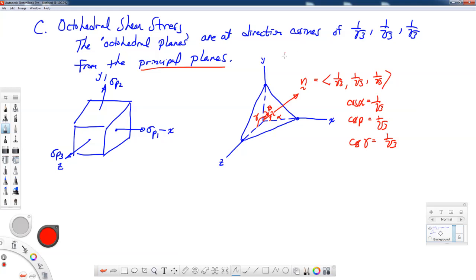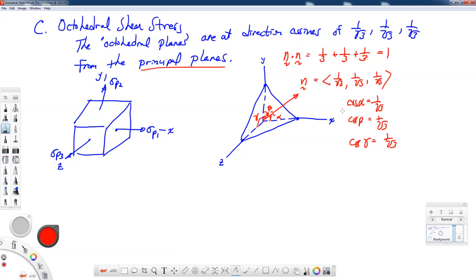This is a unit vector. If we were to take n dotted with n, we would get 1/3 plus 1/3 plus 1/3, which is equal to 1. Square root of 1 is equal to 1. These are unit vectors. So we have everything going for us so far in this picture.